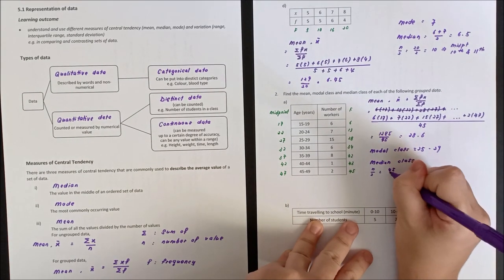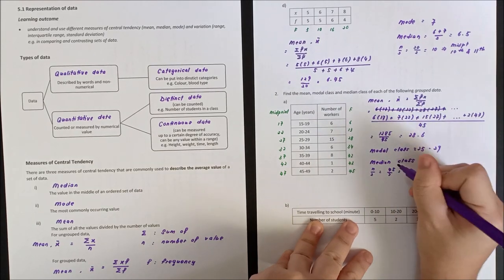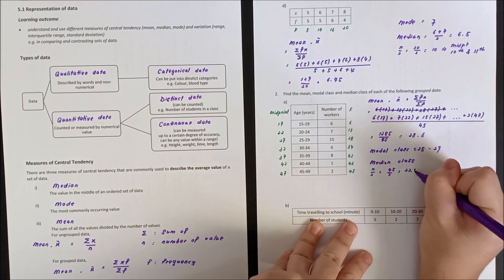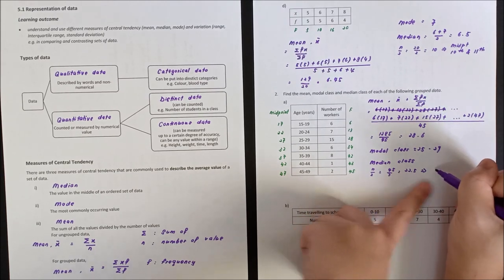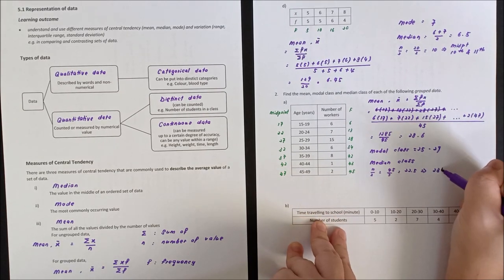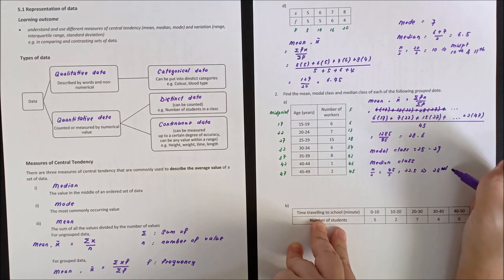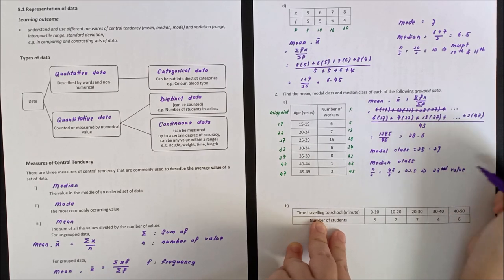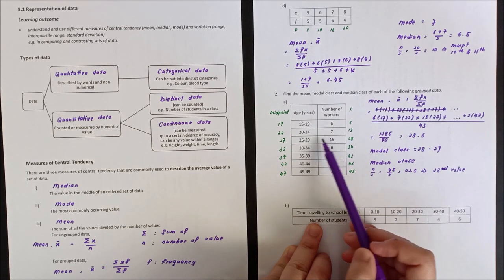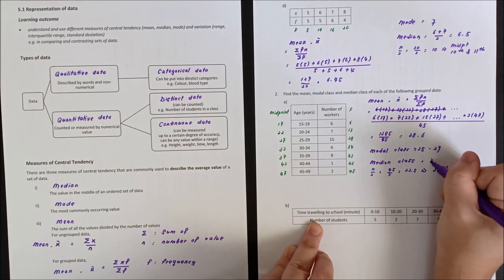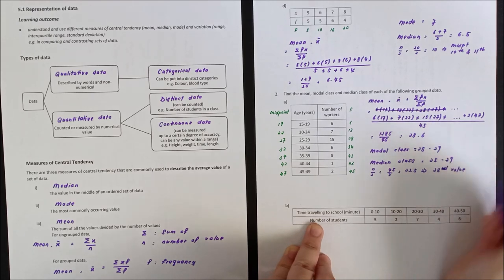Okay, 45 divided by 2, you get 22.5. So this answer is a decimal, so it's going to be the next whole number, the 23rd value. So where is your 23rd value? From 14 to 28 is going to be 25 to 29. So that's why the median class is 25 to 29.